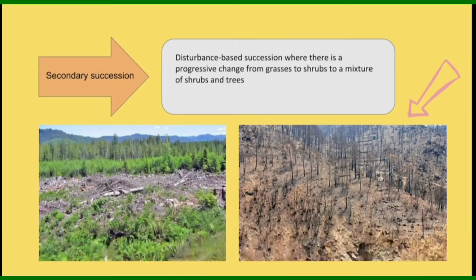What makes this different is that succession happens at a place where there is already soil in it, compared to primary succession where there is no soil.